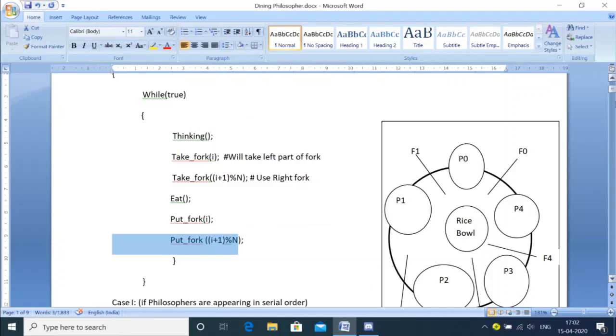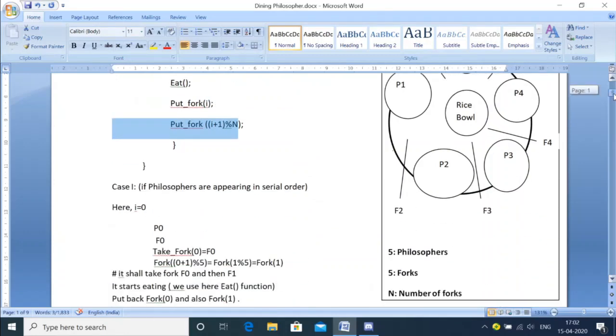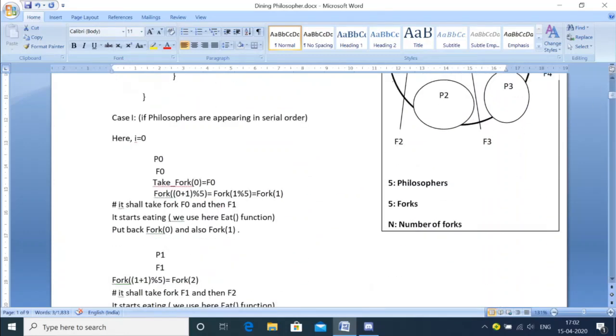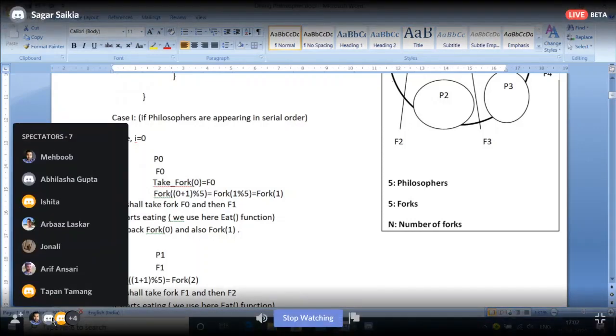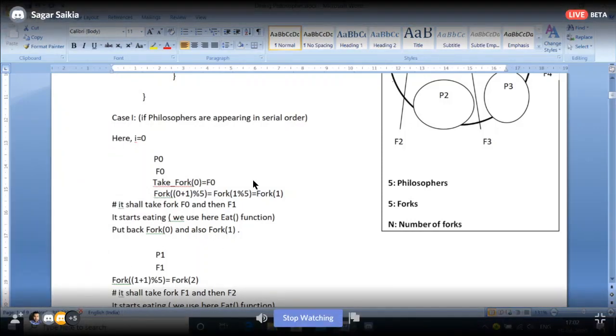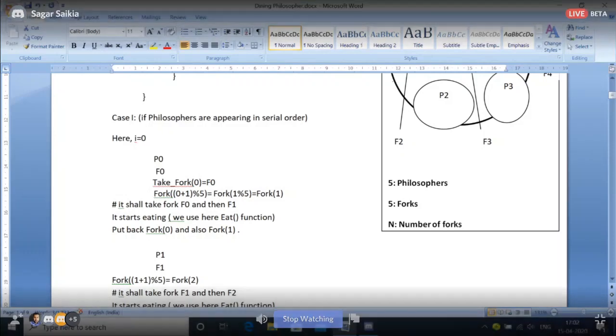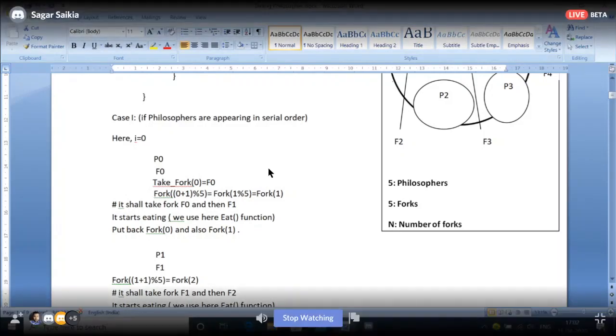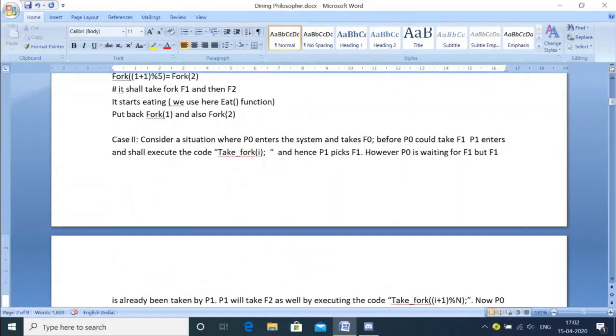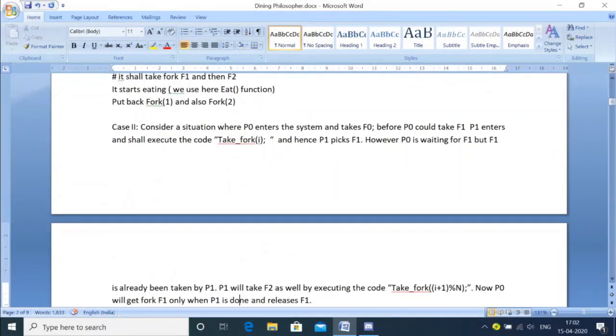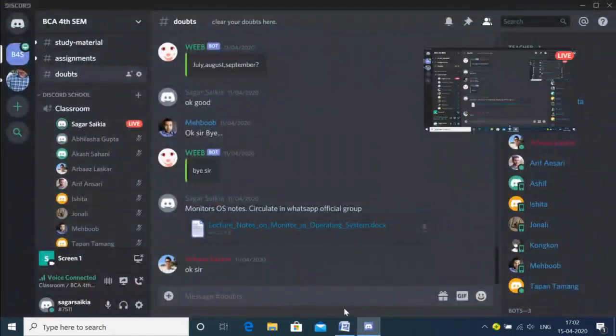Okay, so this is the first case, which is very simple, where philosophers appear in serial order. That means they are not coming together to have the rice bowl. First P0 comes, consumes and releases, then after some time P1 comes. So this is very easy to execute. This is one case of dining philosophers. Then we will go to the second case. As of now, is the first case clear?